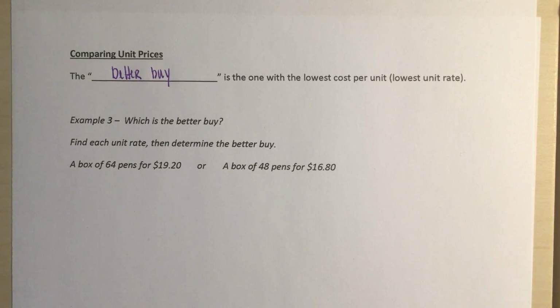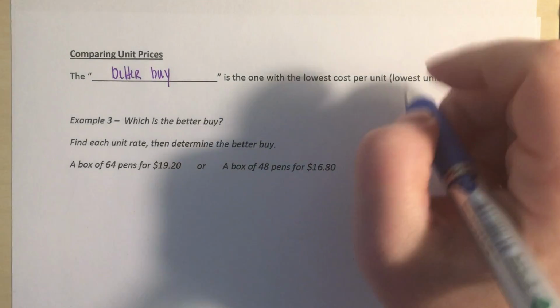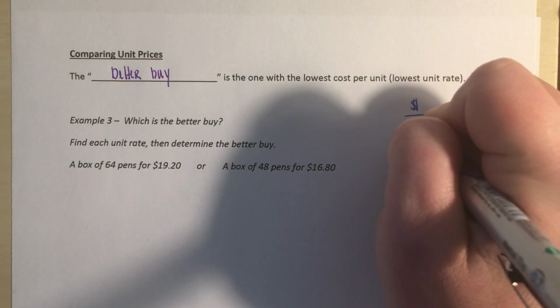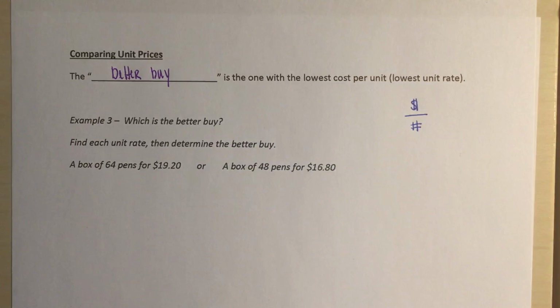So we are going to have to do some division when we're setting up these problems. We're going to have some sort of cost, some sort of money, in our numerator, and then we're going to have some number of something. So in this particular example, we're looking at the number of pens, or maybe the number of ounces or number of pounds or something along those lines.